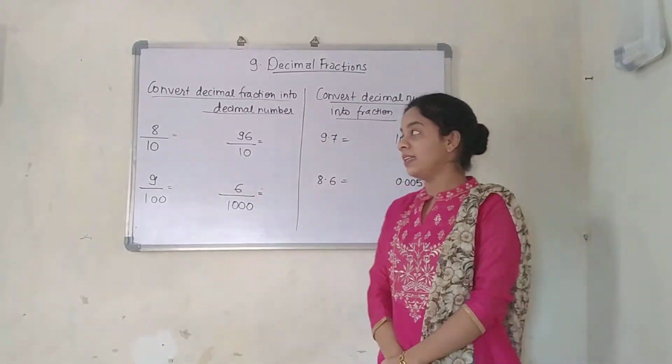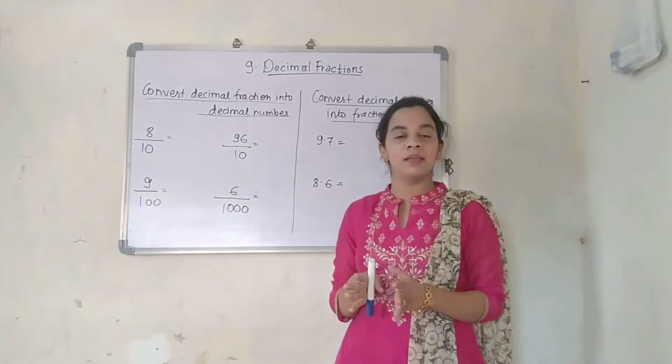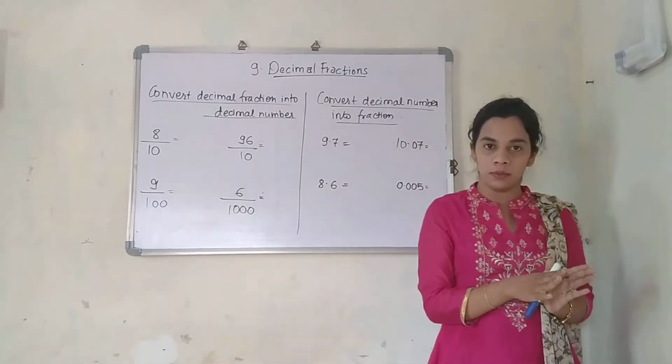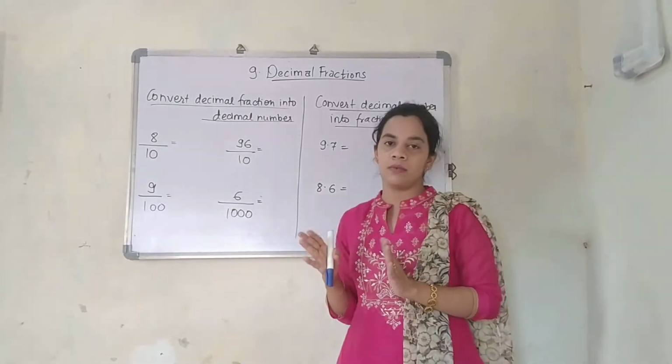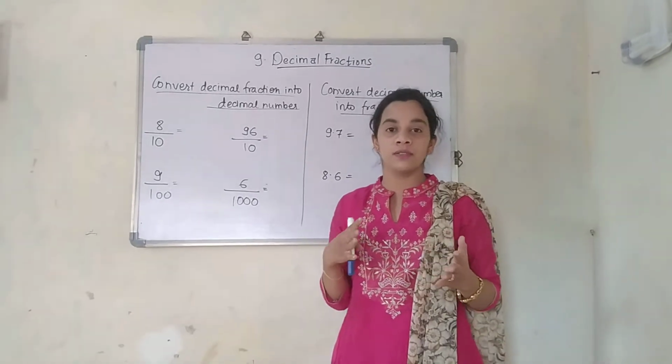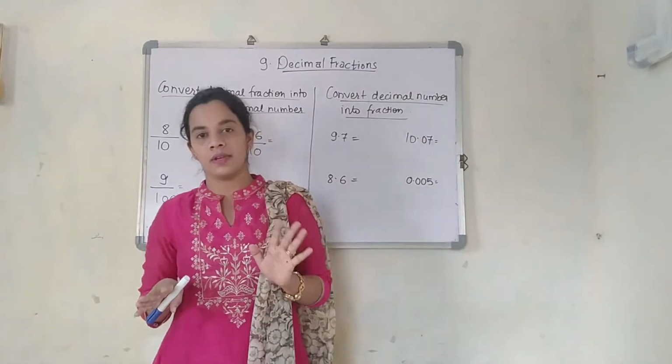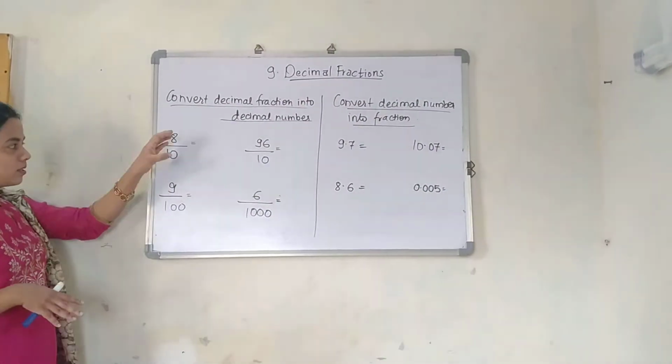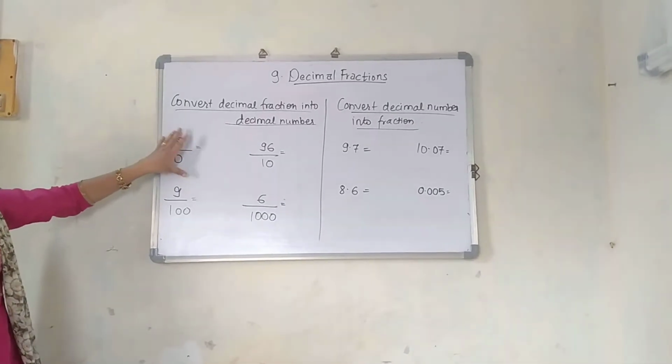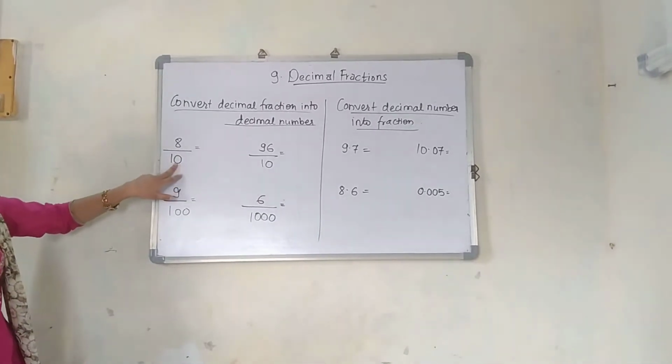So now you can see near the board we are going to convert a decimal fraction into decimal number and decimal number into decimal fraction. You will be thinking what teacher is going on saying decimal. It is very easy, just pay attention over here. So this is the decimal fraction. Why I can say this is the decimal fraction? Because denominator you can say it is 10.